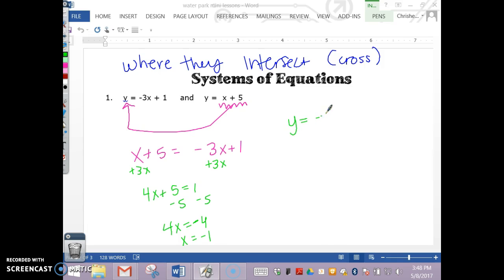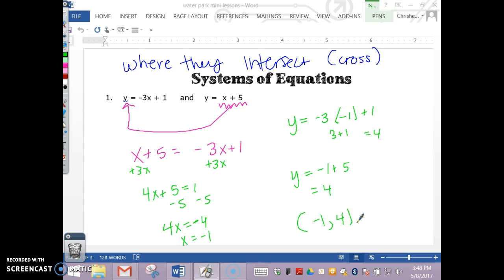So y equals negative 3, negative 1 plus 1. Y equals negative 1 plus 5. Okay, that's obviously 4, and that's 4. I should get the same thing, because I'm finding the intersection point of where these lines cross. So my answer is negative 1, positive 4, the x value, the y value.